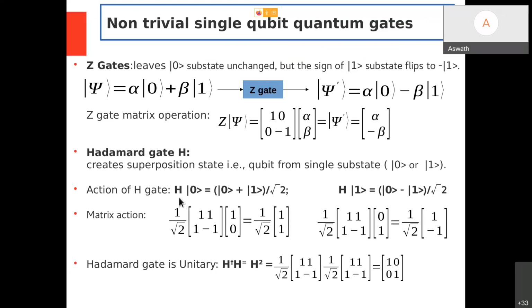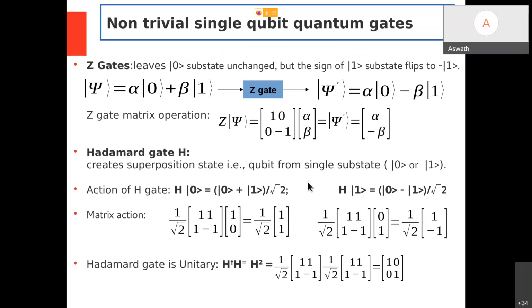if I act the Hadamard gate on that kind of quantum state, what am I getting? I'm getting 1 by square root of 2, times the column 1, 1. What is that? That is a superposition state with 50% probability in both ground and excited. Similarly, if I act the Hadamard gate on the single state 1, the excited state, I'm creating a superposition state with a negative phase for the excited part. So by acting a Hadamard gate on a classical state, I am creating a superposition state, meaning a qubit is created from a ground state or an excited state of an atom.